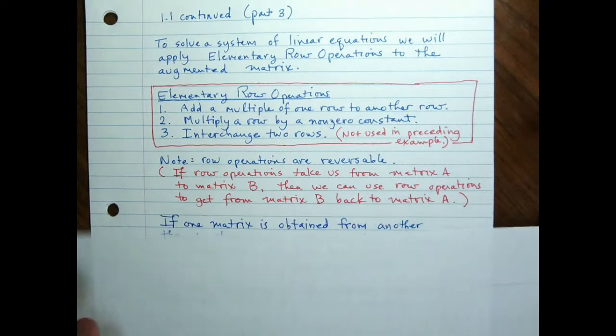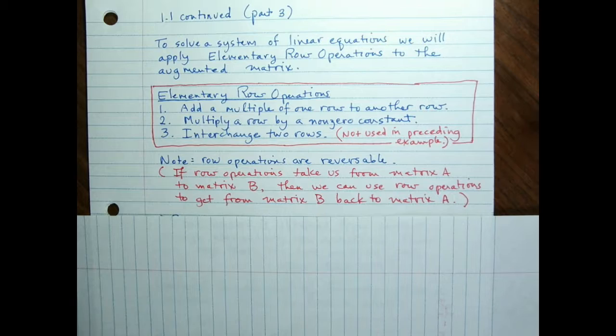Note that row operations are reversible. That will become an issue a little bit later on for us, but what does that mean? It means that if row operations take us from one matrix A to another matrix B, we can use row operations to go from B back to A. We can always get back to where we started.